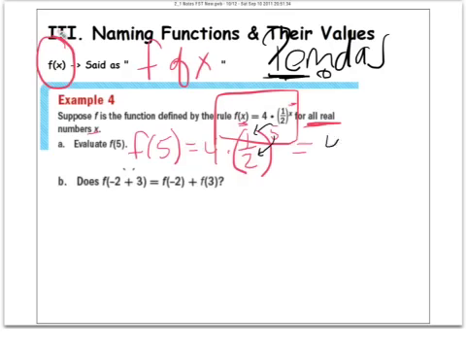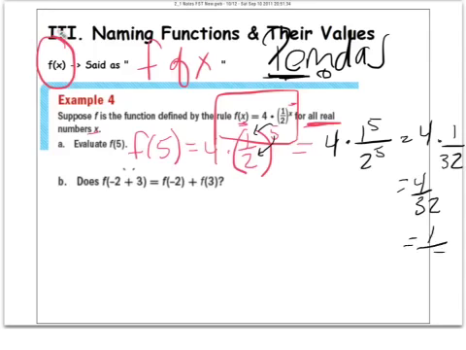So this is going to be 4 times 1 to the 5th power over 2 to the 5th power. 1 to the 5th power means do 1 five times. So 1 times 1 times 1 times 1 times 1 is 1. So that's 4 times 1 over 2 to the 5th power. That's 2, not 10. It's 2 five times. That's 32. Multiply straight across. The answer here is 4 over 32. We would always simplify that fraction. The answer to this is the fraction 1/8.